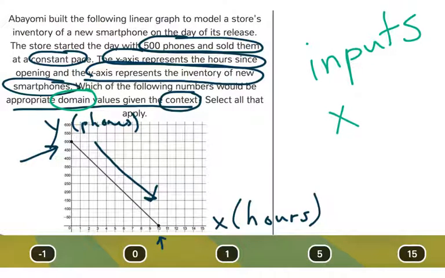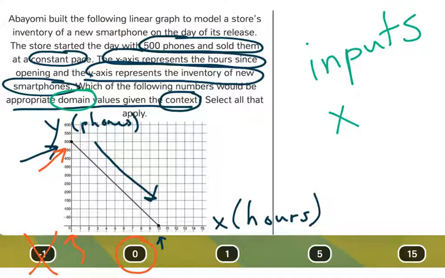Well, let's go through. -1. Do we have any value? Can we read the graph when x equals -1? Is it possible to have -1 hours? Doesn't really make sense. I'm going to cross that out. 0. Could we find the number of phones available at 0 hours? Well, yeah. 0 exists on the graph, and there is a point at 0 right there. So I'm going to circle 0 as a correct answer.